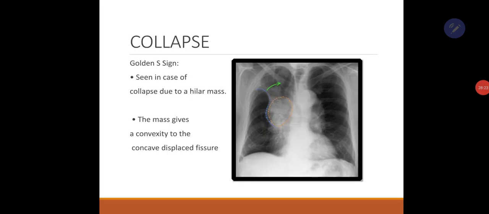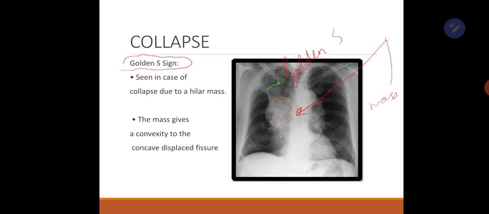So, the radiographic features seen in collapse. This is the golden S sign. Remember, keep it in your mind. You can see an S-shaped sign, and that is the golden S sign in case of collapse due to a hilar mass. This is the hilar mass, and this is the S sign.